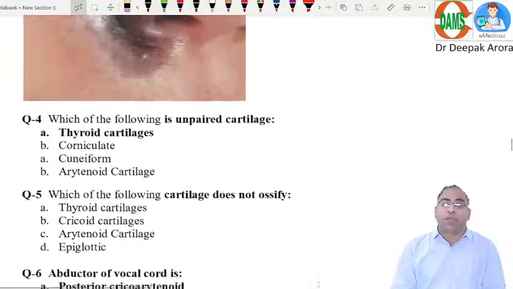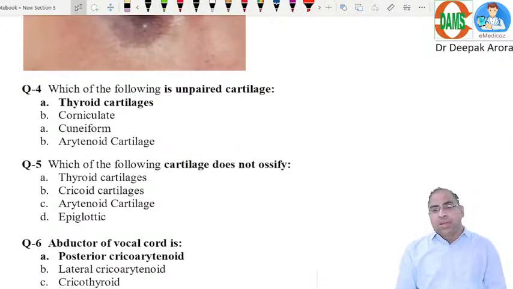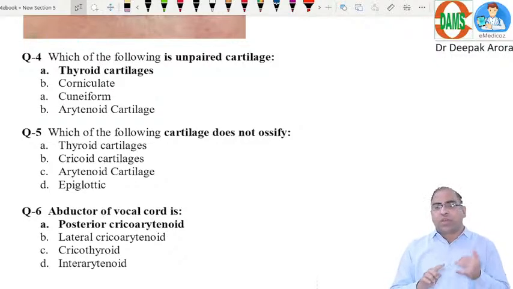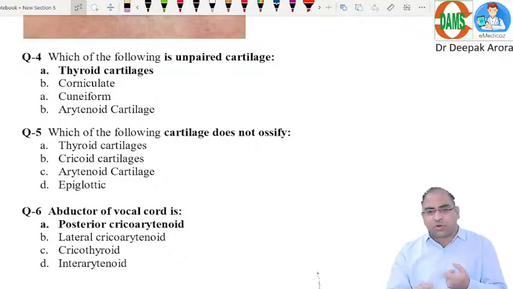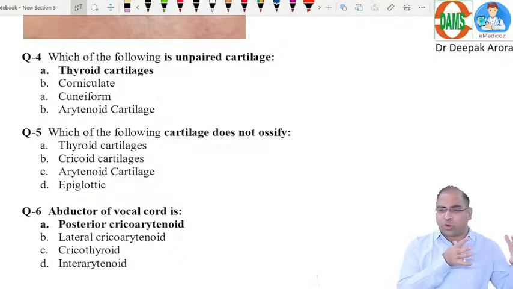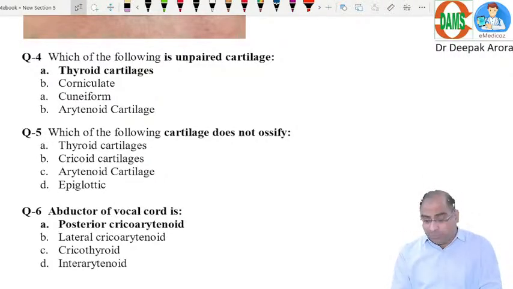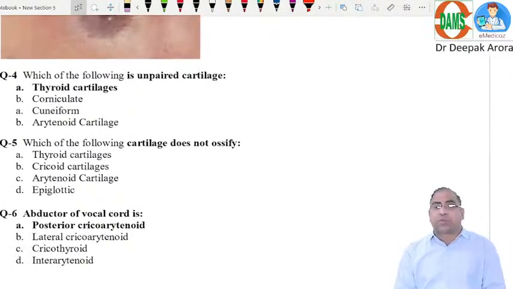This is something very simple. I'm showing you 3 important MCQs. Which of the following is an unpaired cartilage? Which cartilage never ossifies? Which of the following is not a hyaline cartilage? I'm giving you 5 important points, beta, from where expect one MCQ in anatomy.